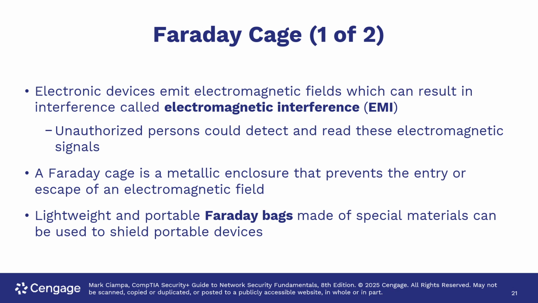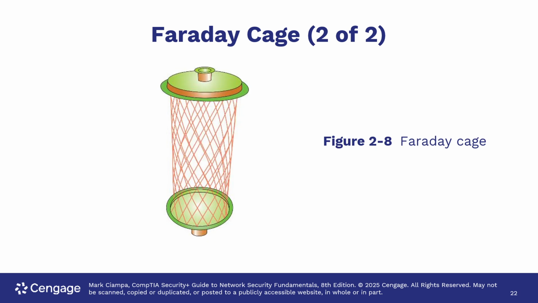So we're going to talk about a Faraday cage. Electronic devices emit electromagnetic fields which can result in interference called electromagnetic interference, or EMI. Unauthorized persons can then detect and read those electromagnetic signals. A Faraday cage is a metallic enclosure that prevents the entry or escape of an electromagnetic field. Lightweight and portable Faraday bags made of special materials can be used to shield portable devices. So here's an example of a Faraday cage. You would be having the equipment inside that cage to protect it.